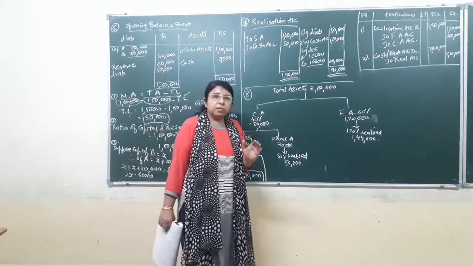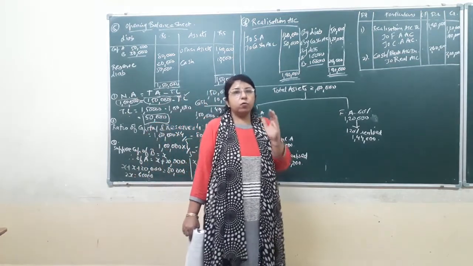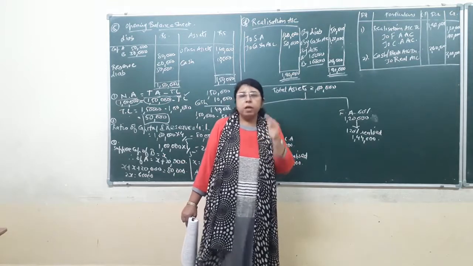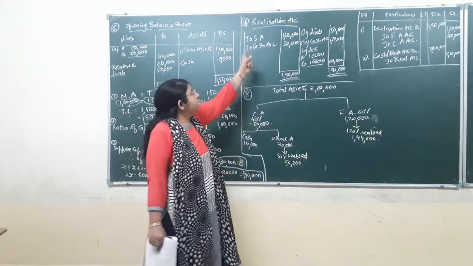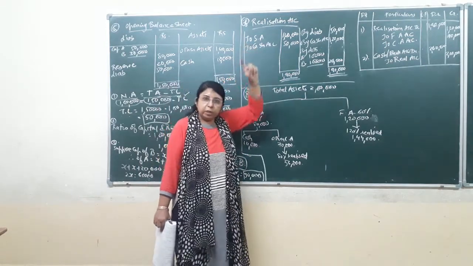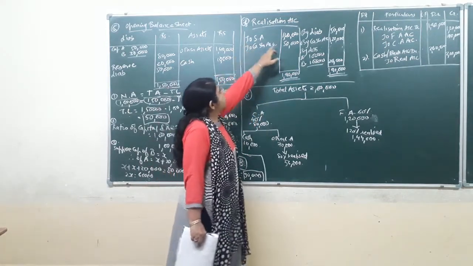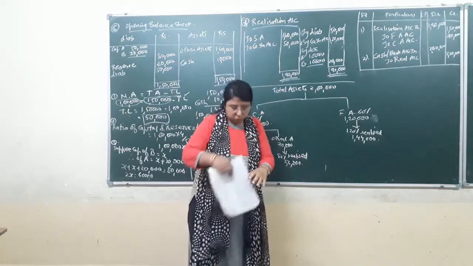So here the total assets given to you are 1,50,000, from that the cash value is 10,000. So the remaining value of assets will be 1,40,000. So that value will be recorded on the debit side of the realization account. So to sundry assets, 1,40,000.